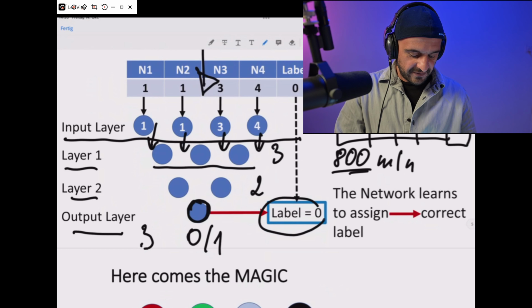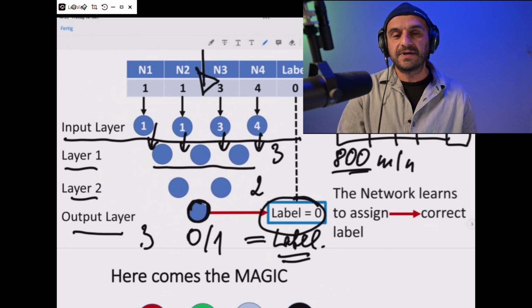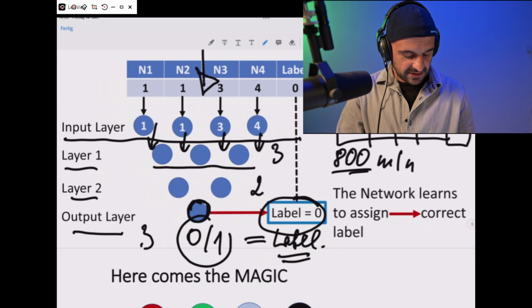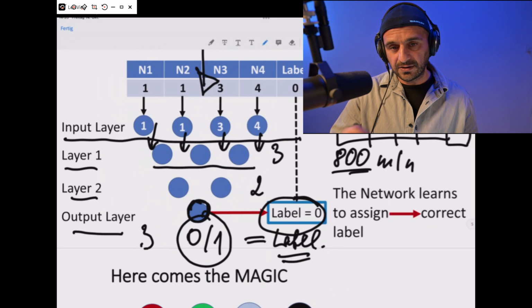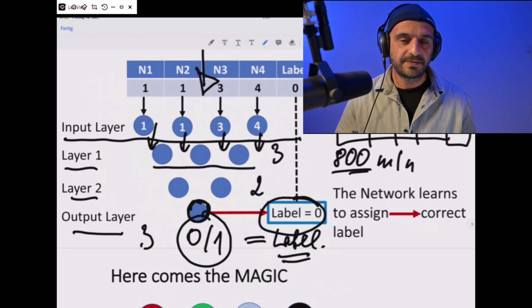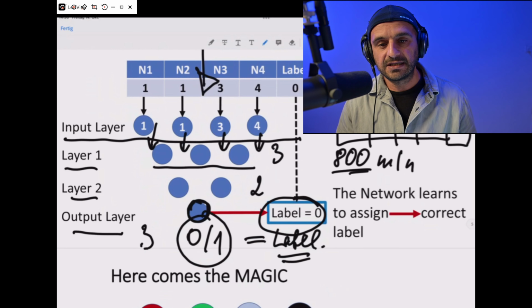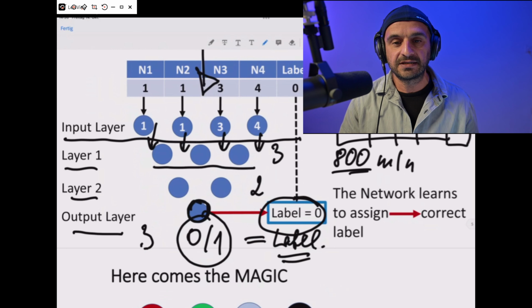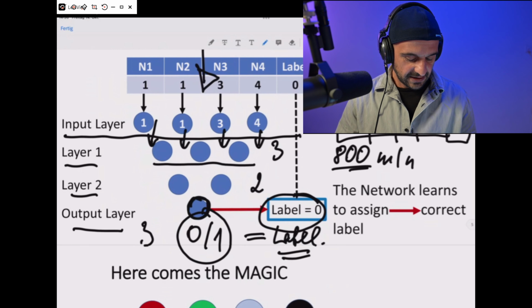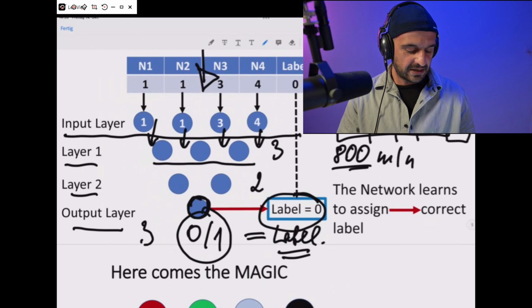And we have a real label, the ground truth, and in this way the network trains. It outputs something and then compares to the real label, and then the whole story starts again. It tries to adapt, tries to find the right configuration to assign the correct label. Okay, this is our composition.